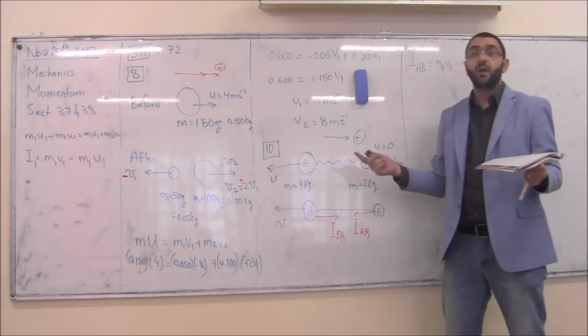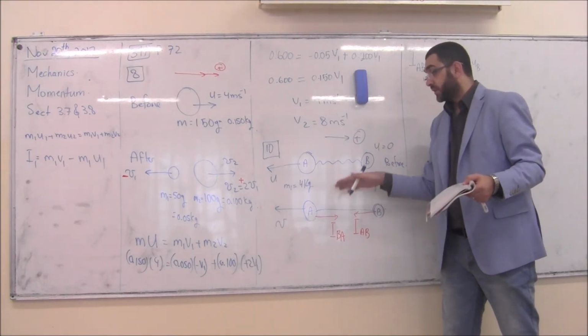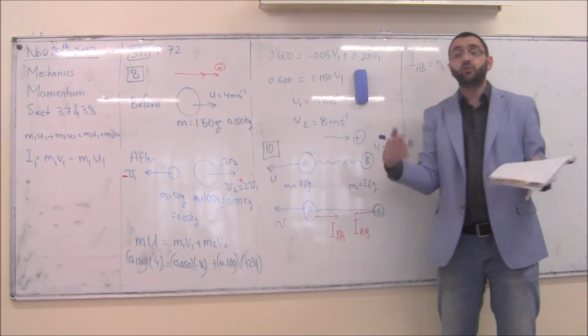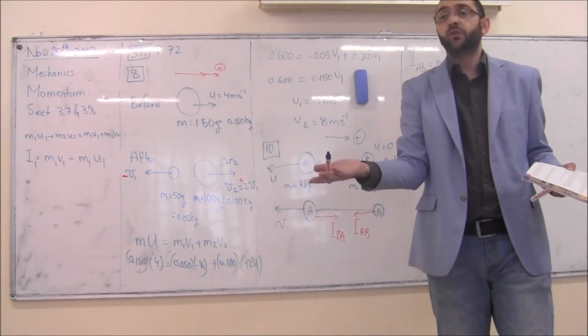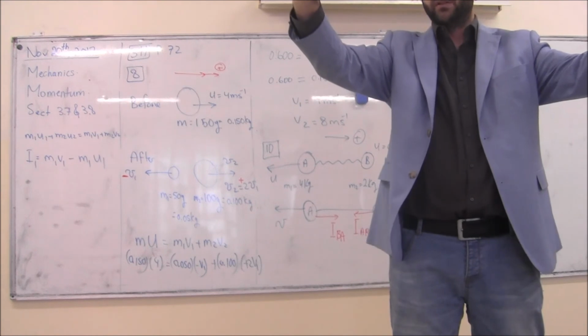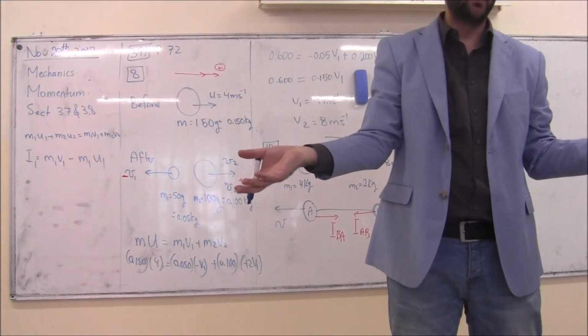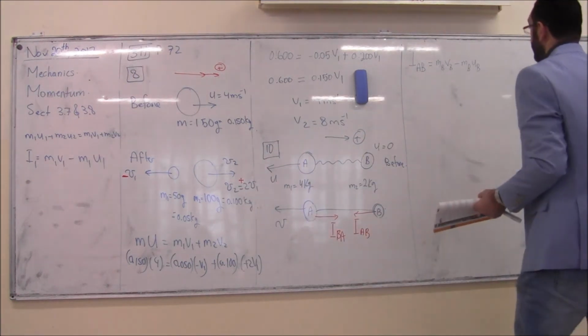Otherwise, no impulse will be transmitted through the string. If A and B are at rest, no impulse will be transmitted through the string.